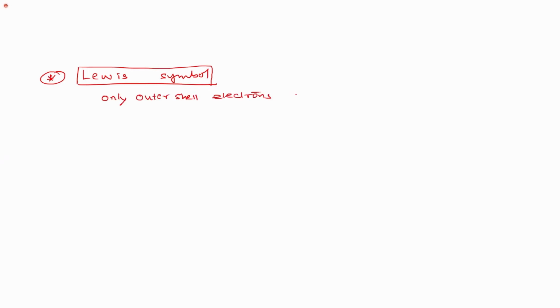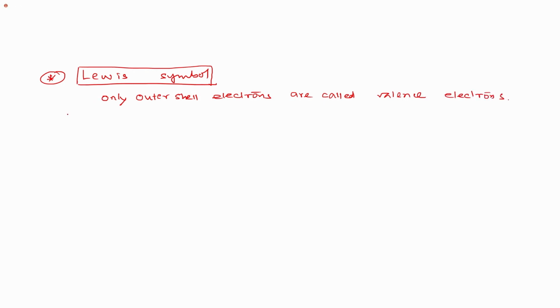Now, what is the Lewis symbol? To know the Lewis symbol, first of all, in the formation of a chemical bond, only the outer shell electrons are involved. These are called the valence electrons. So to know the Lewis symbols, you have to know first about the valence electrons. Valence electrons means only the outer shell electrons.